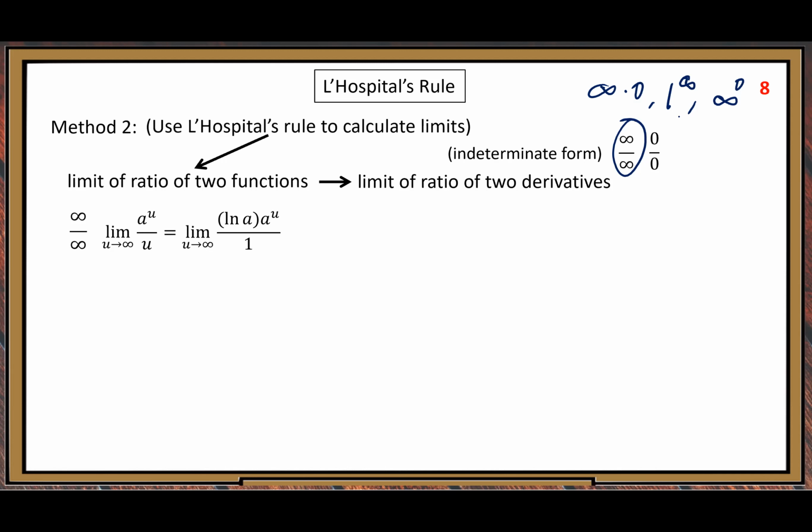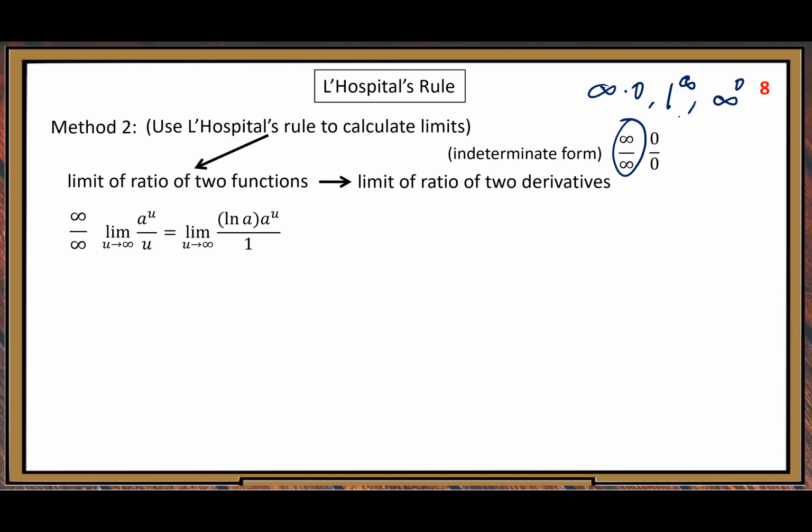Then we take the derivatives. The derivative of U is 1. That's easy. I hope you can still remember the simple one. But the exponential function is a little harder, so we can find its formula on the web or in your old textbook. It is natural log of A times A to the U.